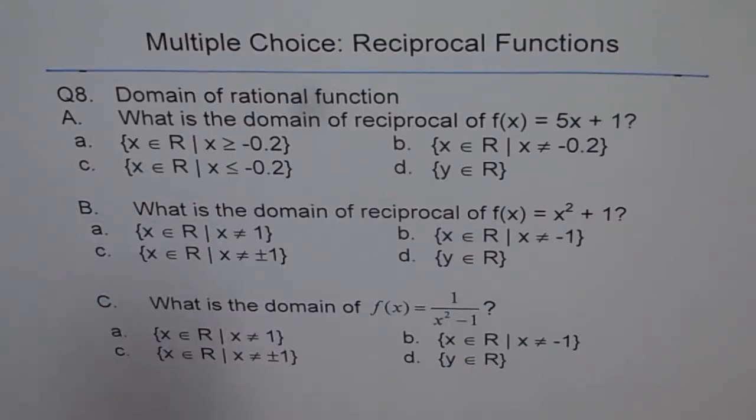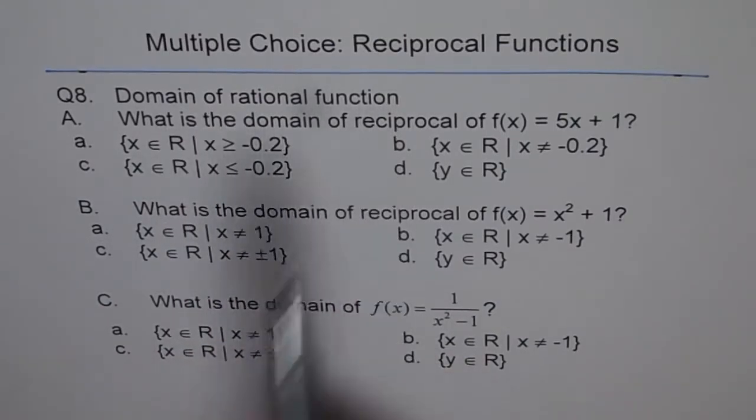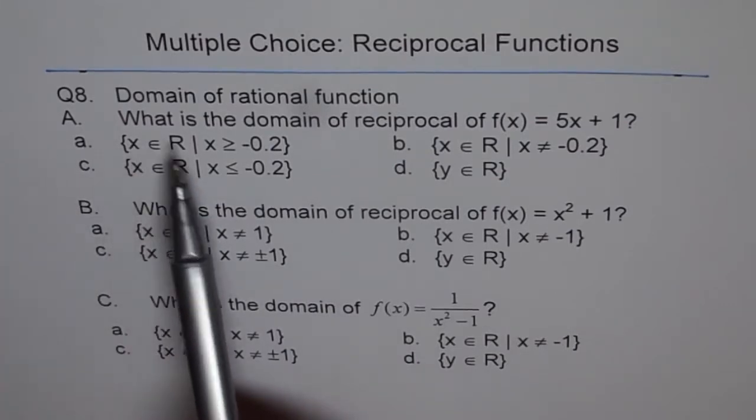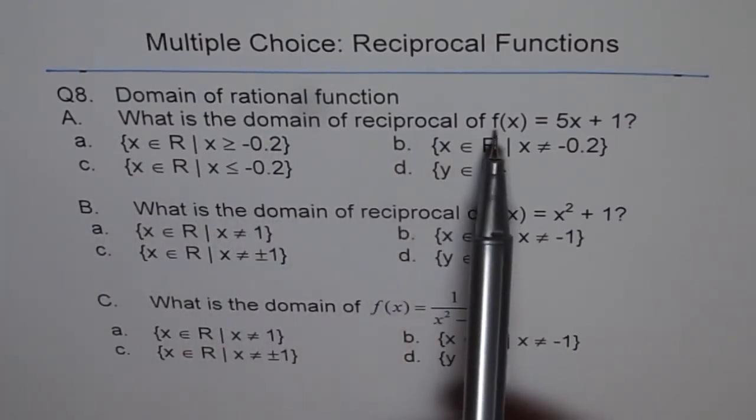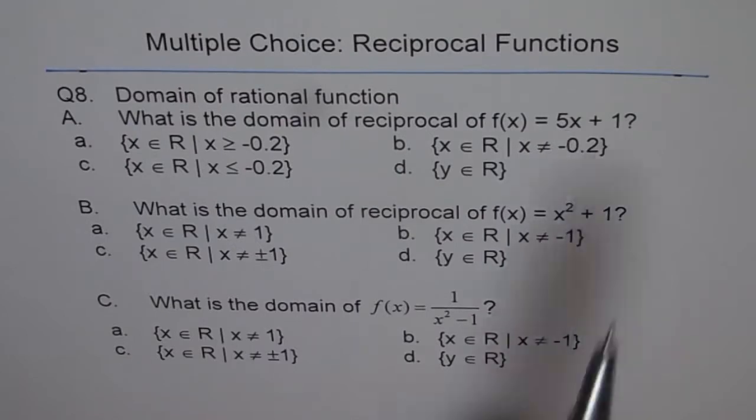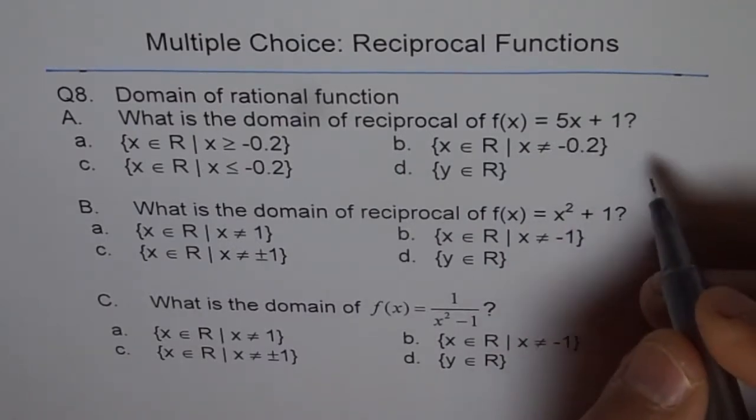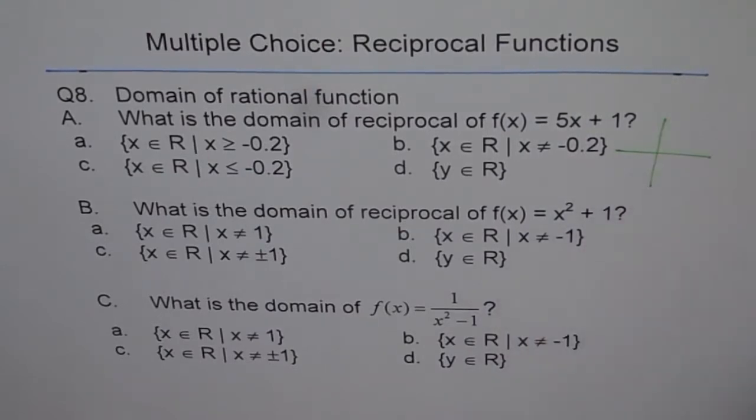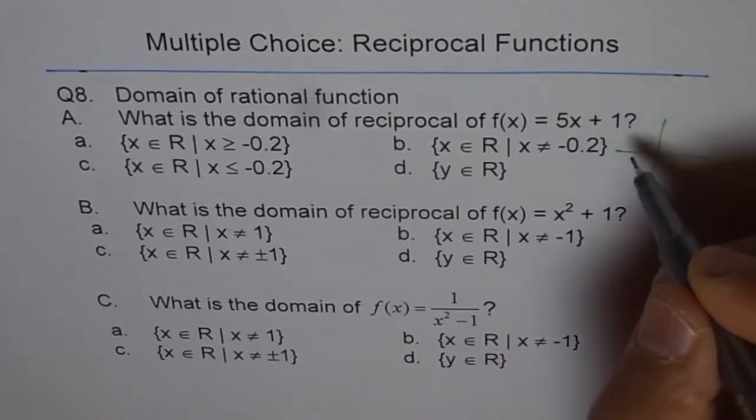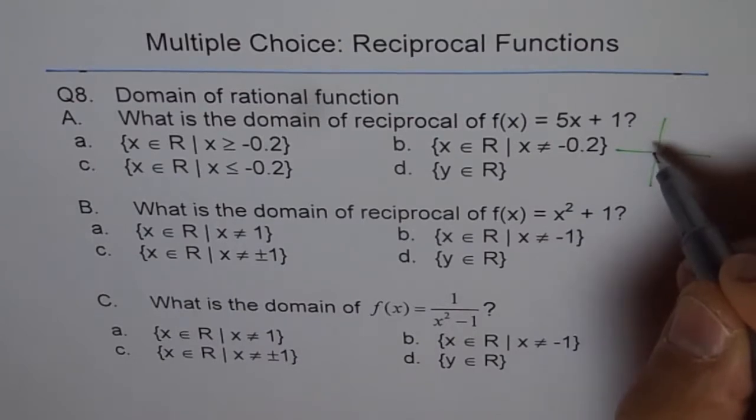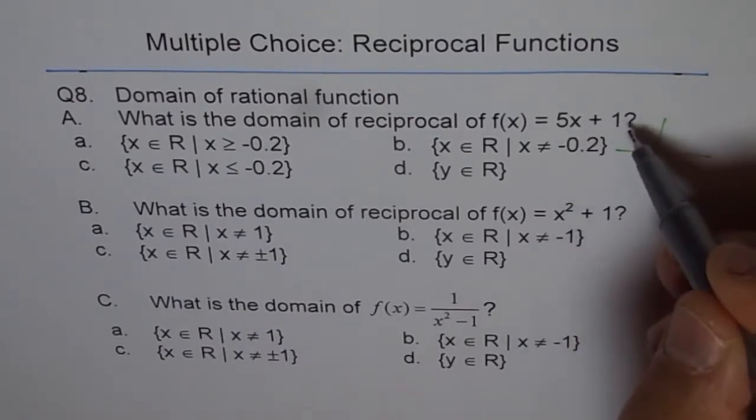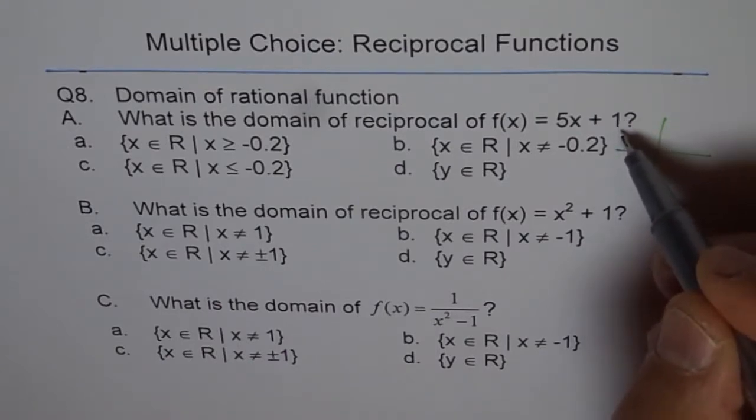Question 8. Domain of rational functions. A. What is the domain of the reciprocal of f of x equals 5x plus 1? So domain means all permitted values which x can have, right? The reciprocal of this means zeros of this are not permitted, right? So when will this function become 0? This will be 0 at minus 1 over 5, correct?